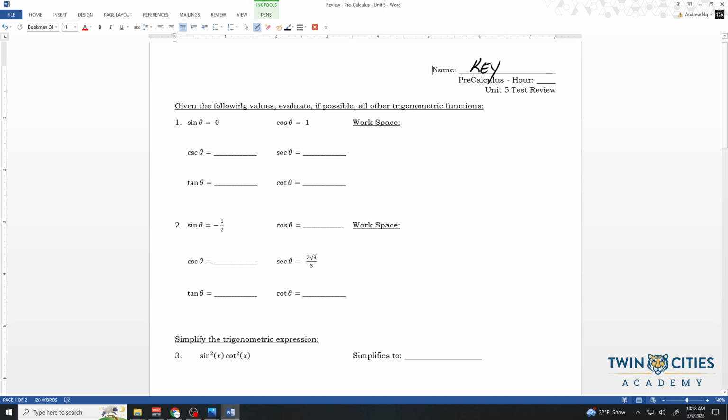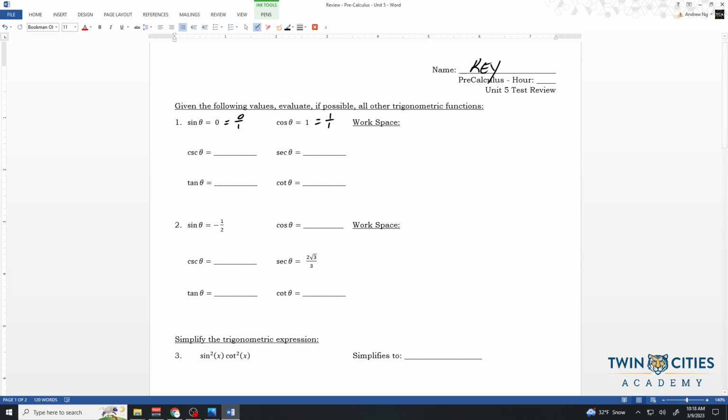All right, let's begin. Number 1, given the following values, evaluate, if possible, all other trigonometric functions. So I've got sine of theta equals 0 and cosine of theta equals 1. So what I like to do with these, given sine, cosine, cosecant, or secant, I like to write these as kind of a fraction. So I would write 0 as simply 0 over 1, and cosine as 1 over 1.